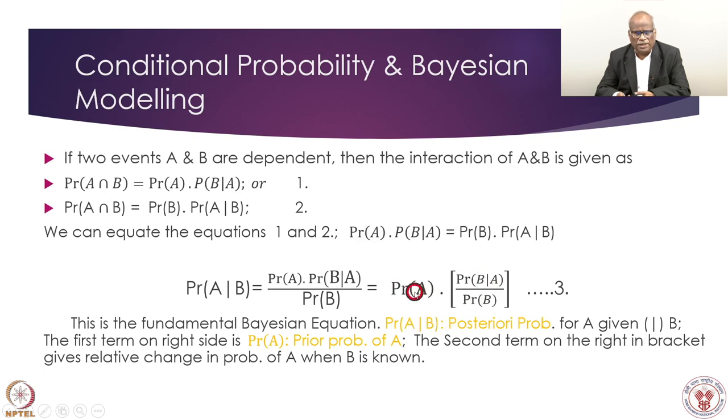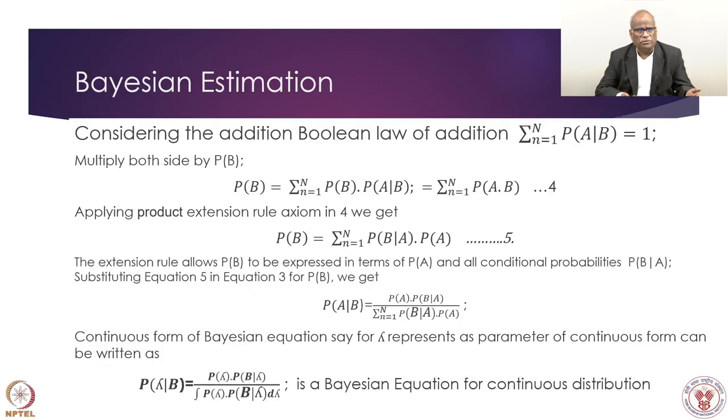So what we have as priori is here, posteriori is this one, and this term is a relative change in probability of A given B. That means as evidence goes on increasing, it will express the probability of A when B is known. So don't you think with a small simple formulation we have arrived at a very powerful technique, and for dependent events actually.